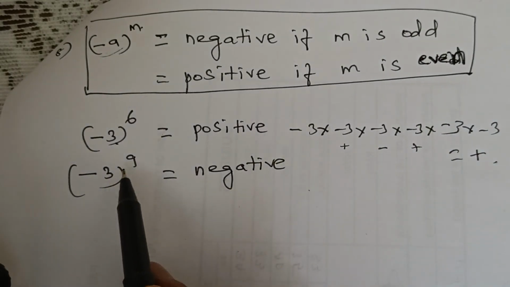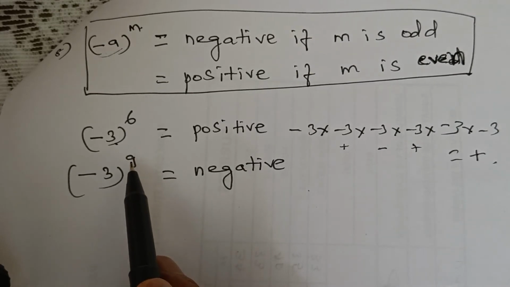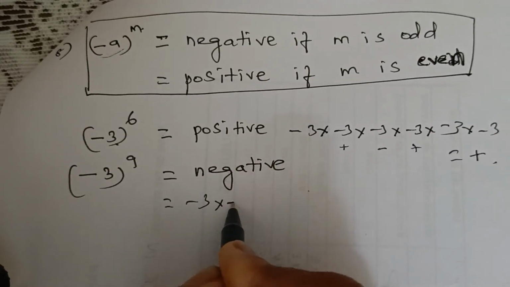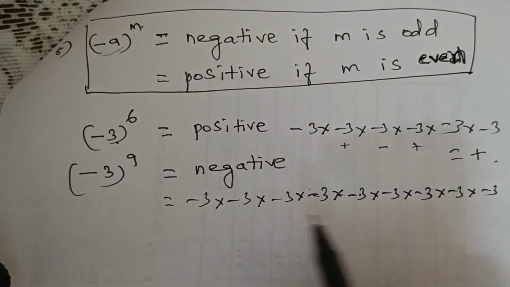Okay. Now look at the next one. Minus 3 whole power 9. What is this 9? It is an odd number. So what will be your answer? When you multiply minus 3, how many times? 9 times. So you're multiplying 9 times. What is the other way?